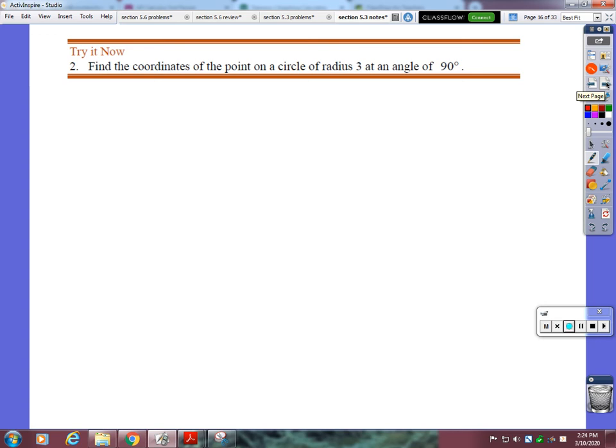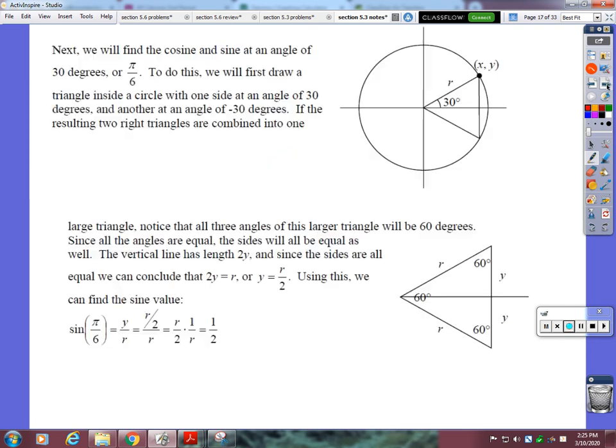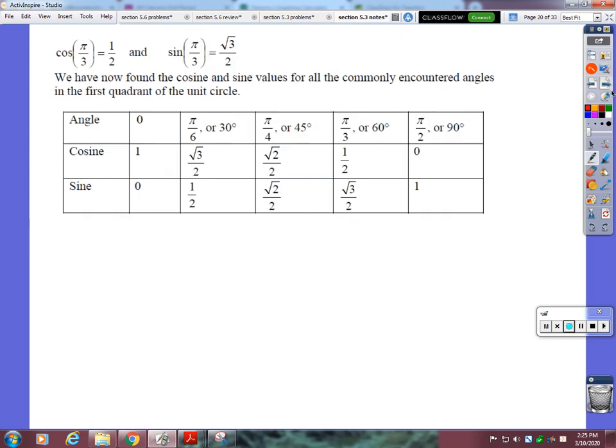Angle of 90 degrees. Should we just talk about it anyway? That's dumb. What are the coordinates of that point? 0, 3. Yeah, why would they ask us that ridiculously easy question? All right, moving on. Okay, so then we're into 30, 60, 90. Touched on that already.